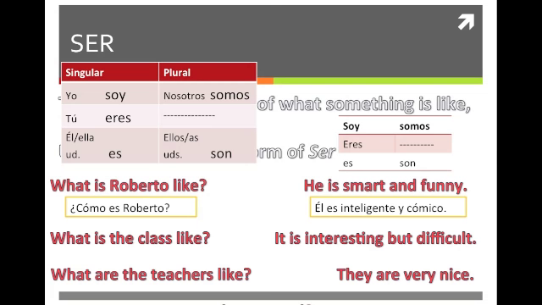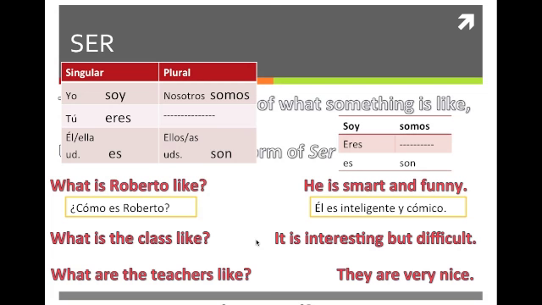What are the teachers like? So I want you to think again, what are we talking about here? We're talking about teachers, right? Is that one or more than one? Is that singular or plural? Teachers is plural. So we're looking at whether that's going to be on the singular side or the plural side of the chart. And it's going to be on the plural side. Nosotros means we, which includes yourself. Does teachers include you? No. So which word would you want to use? Son.